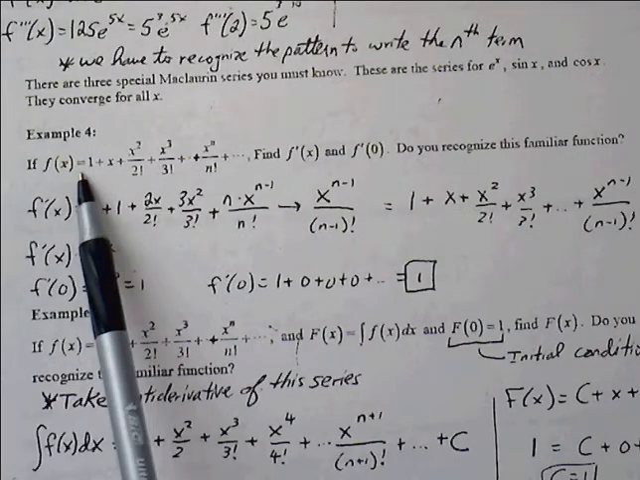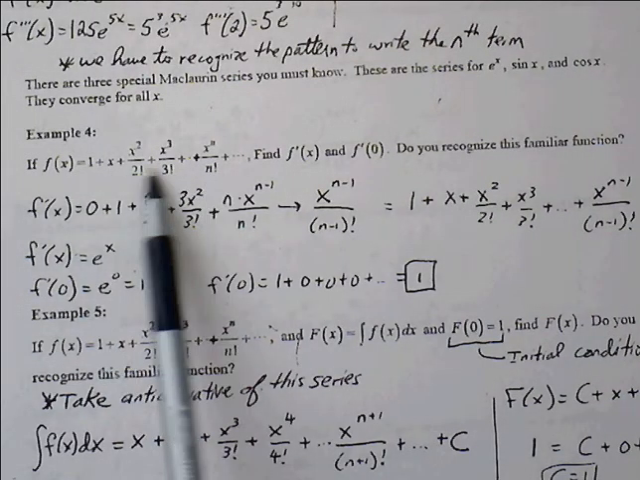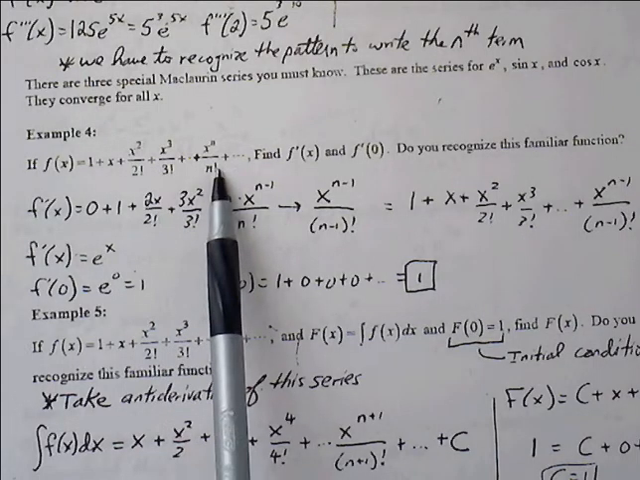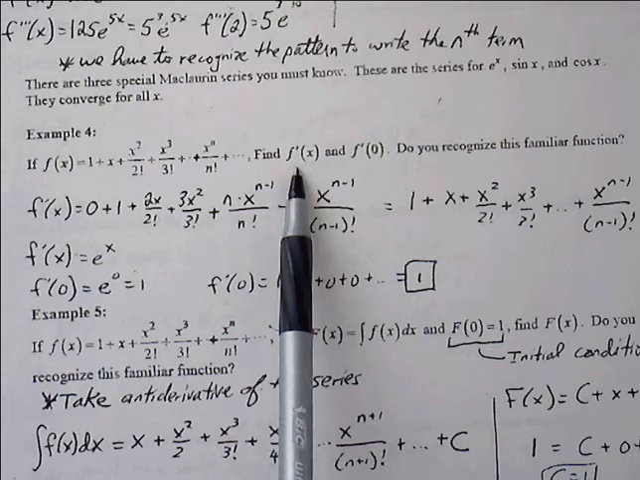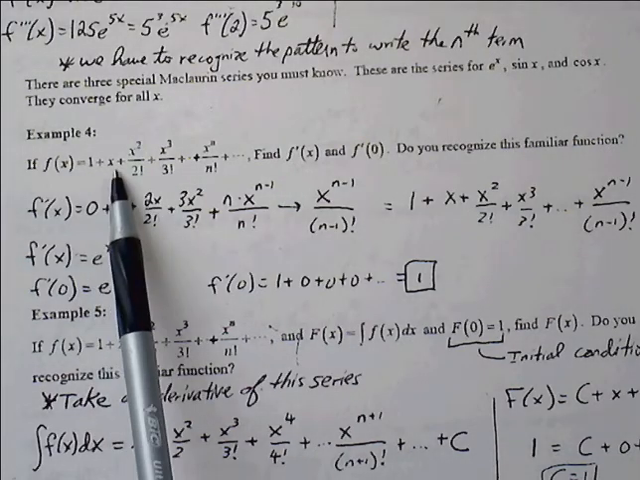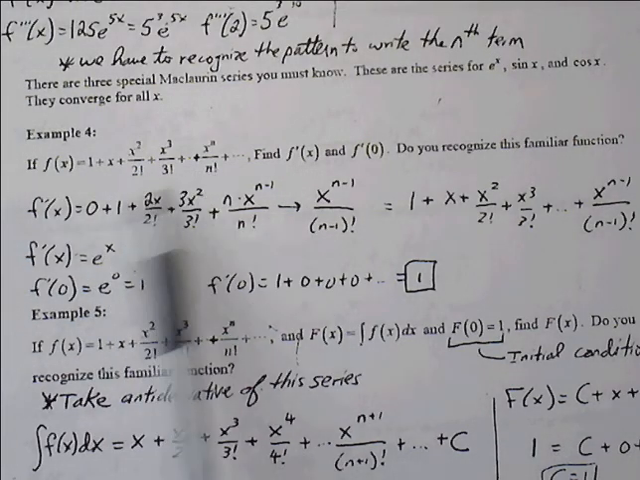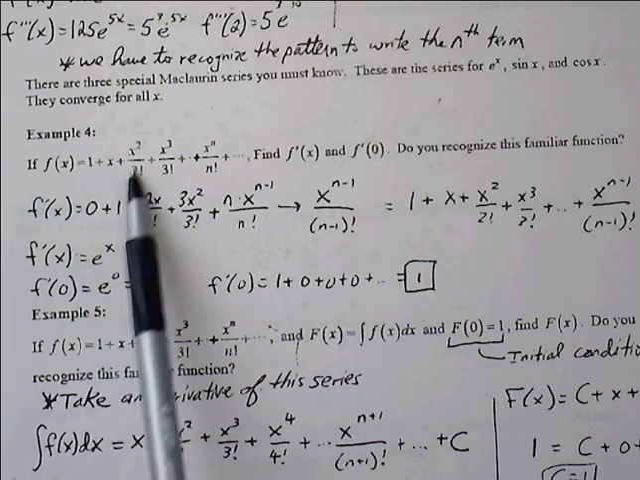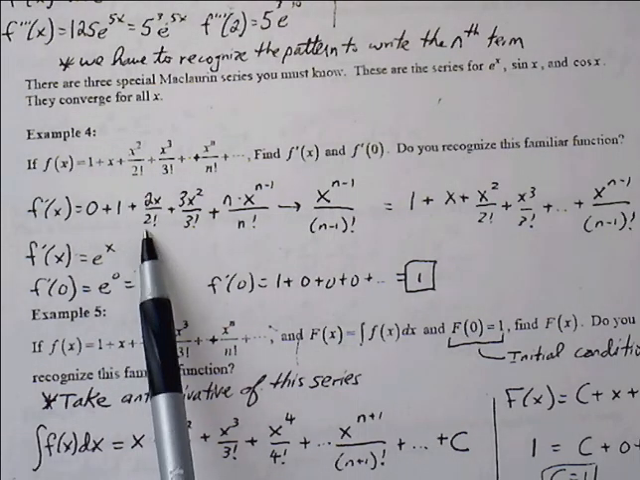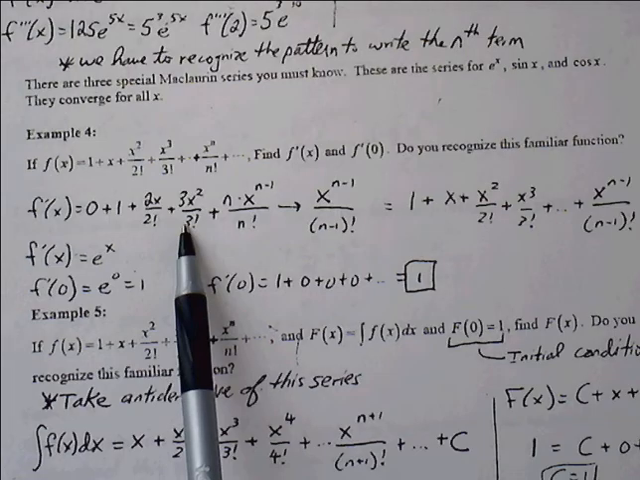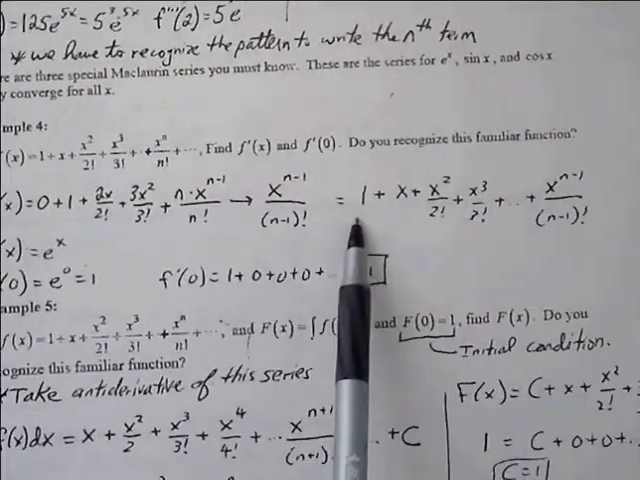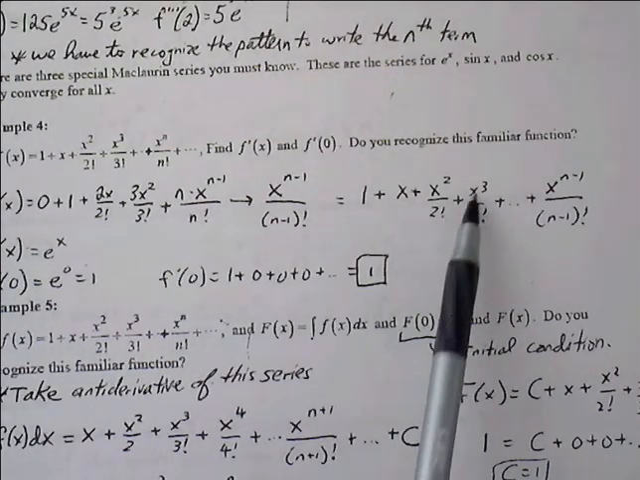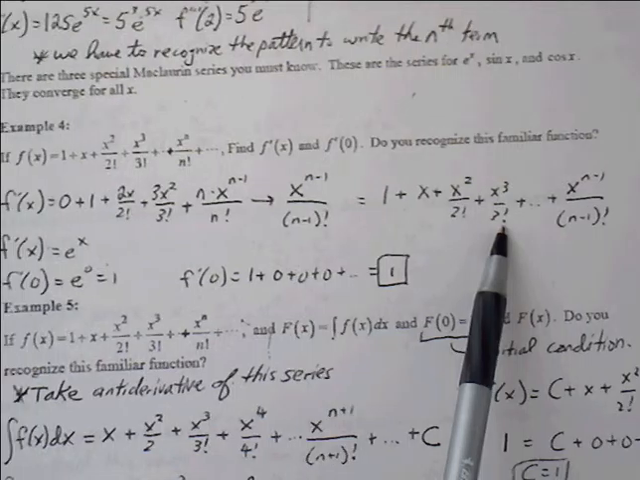Example 4. Here we have our function given by this power series. Find f prime of x and find f prime of 0. Okay, so f prime of x, we're going to take each term and find the derivative. So 1 becomes 0, x becomes 1, x squared over 2 factorial becomes 2x over 2 factorial, 3x squared over 3 factorial. And if we clean this up, we're going to get 1 plus x plus x squared over 2 factorial plus x cubed over 3 factorial.